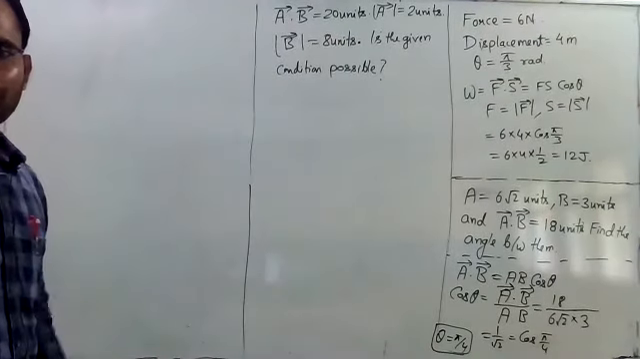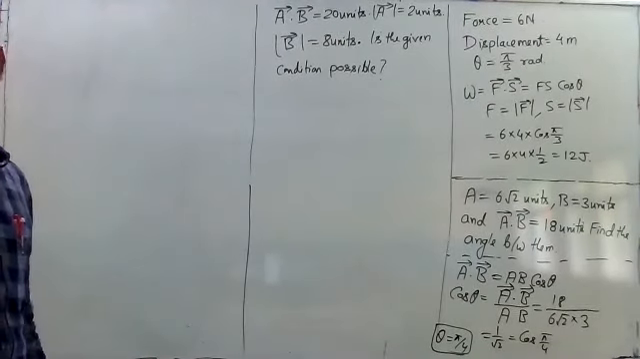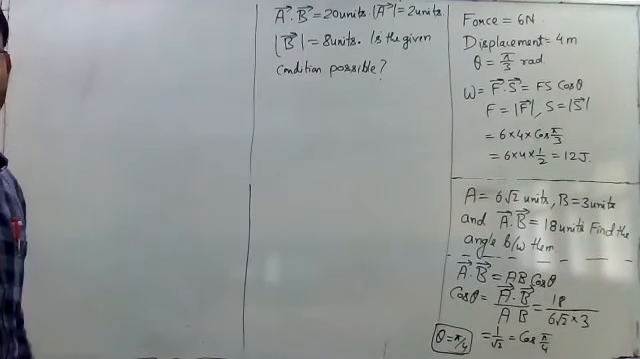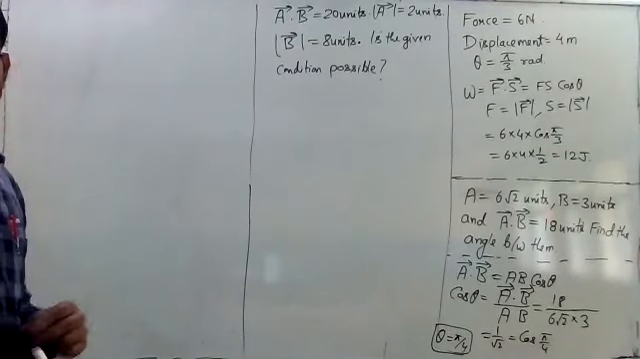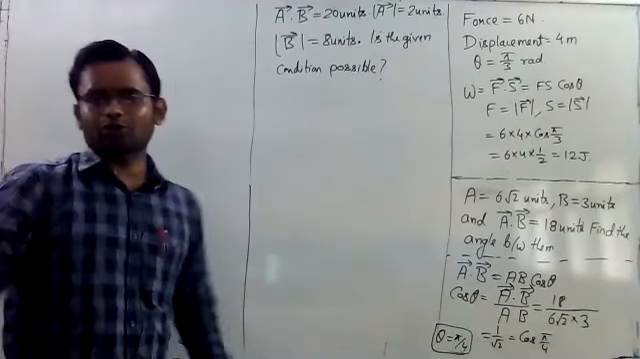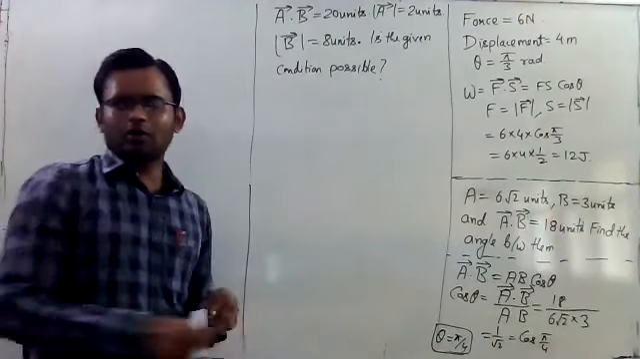A dot B is 20 units. Magnitude of A vector is 2 units. Magnitude of B vector is 8 units. Is the given condition possible? Here it is not possible. This given condition is not possible. Why is it not possible?